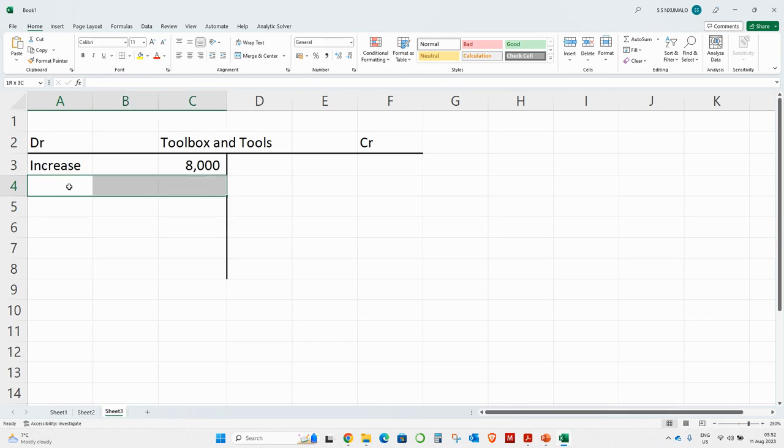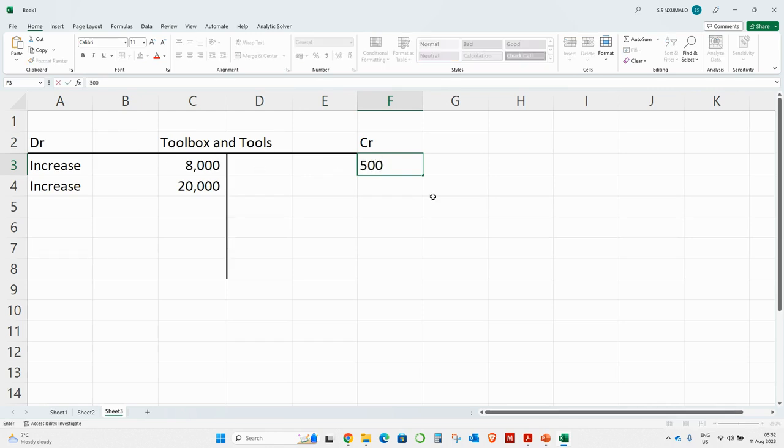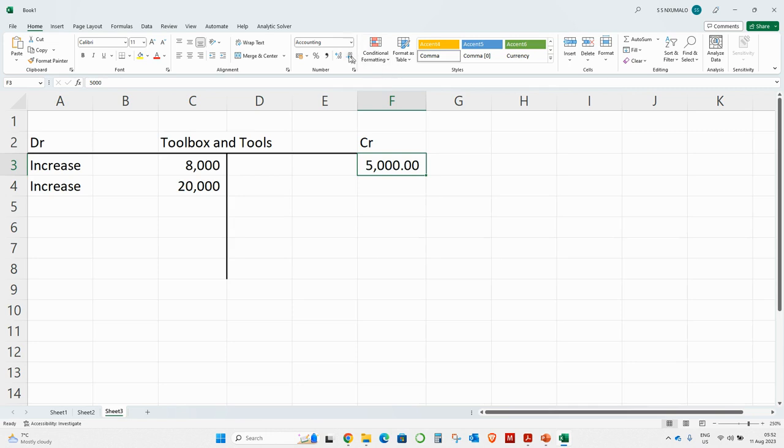So every time, let's say you go and buy another asset for, whatever, 20,000, you put it on the credit side. Then let's say some of these assets you want to sell, you obviously put them on the credit side. Let's say this toolbox, you decide to sell it for, for instance, 5,000. After some years, maybe after 2 years, for instance, you would put it on the debit side. So this is how assets behave.